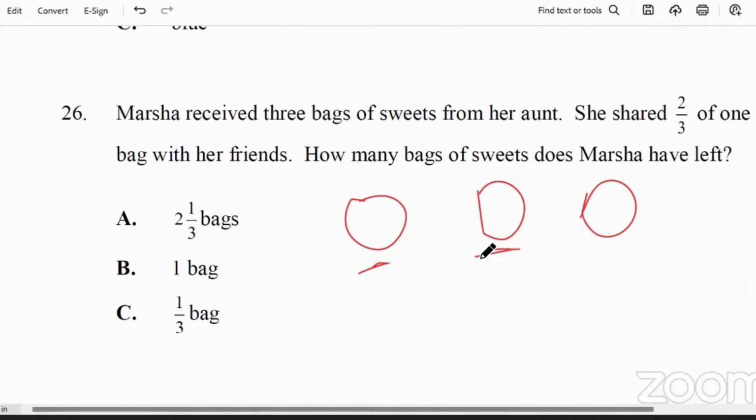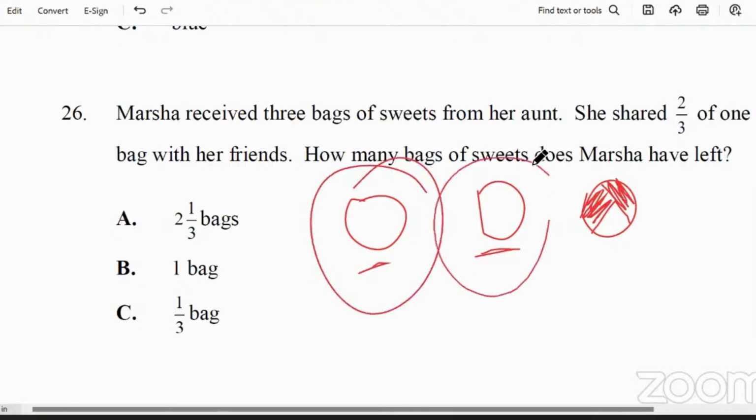So in order to find what 2/3 is, we have to look at the bottom number. That means this one was divided into 3. Remember, the bottom number tells us the total number of parts. So trying to divide it into 3 parts there. And then she gave 2/3. So she gave our friend this part here, and this part here. So how much does she have left? So she still has this whole bag left, and then 1 out of 3 parts. Because remember, she gave away 2 parts.